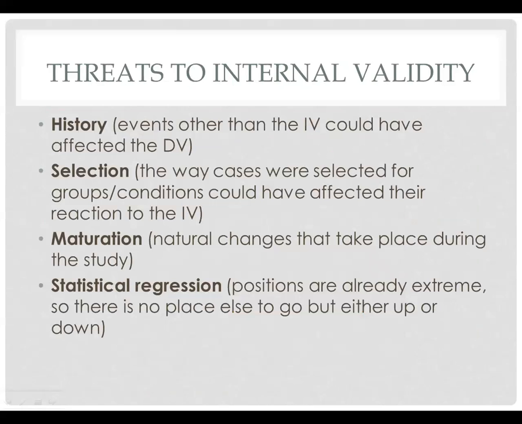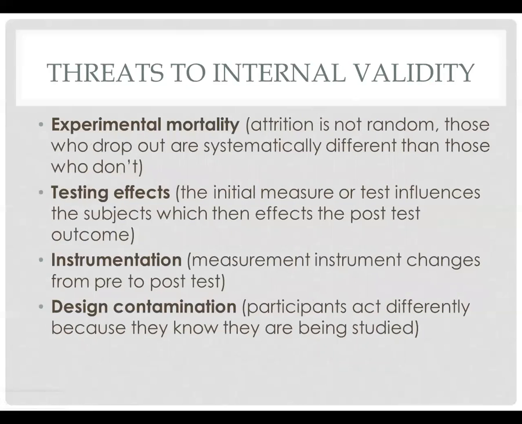We looked at a whole bunch of threats to internal validity, being causation. The threats really have to do with whether there are other things that could provide an alternative explanation. If your independent variable created a change in your dependent variable, is there an alternative explanation? Something happened historically that could have affected it. The way your subjects were selected could have affected it. Maturation could have affected it. Statistical regression. So these are all threats to internal validity, reasons that an alternative explanation could have happened.